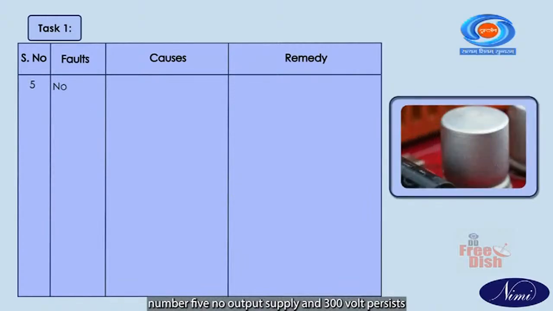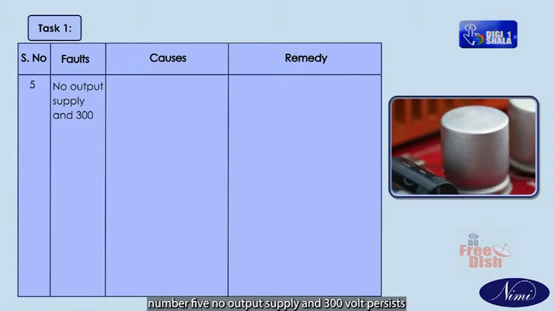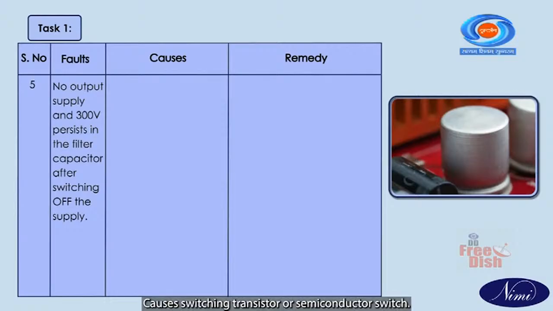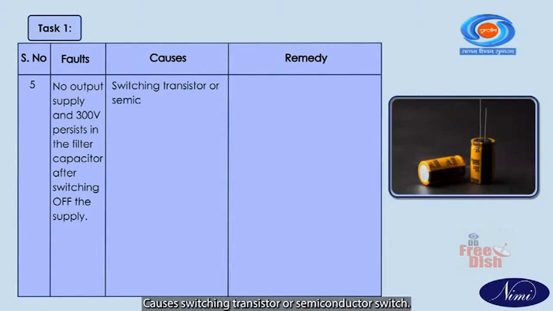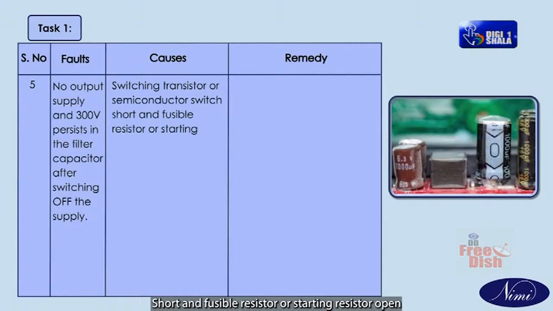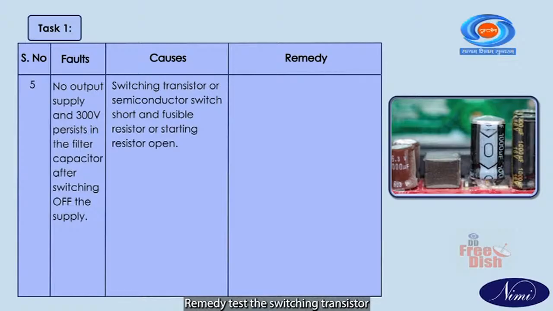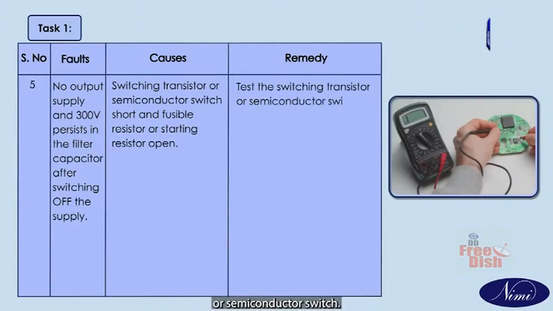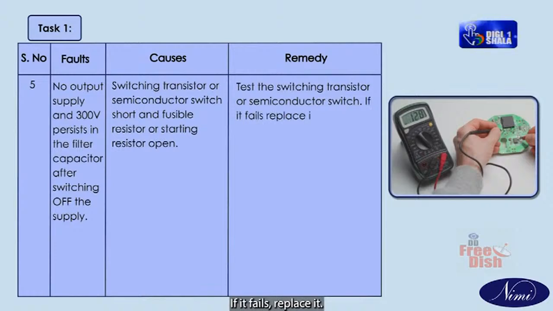Number 5. No output supply and 300 volt persists in the filter capacitor after switching off the supply. Causes: switching transistor or semiconductor switch short and fusible resistor or starting resistor open. Remedy: test the switching transistor or semiconductor switch. If it fails, replace it.